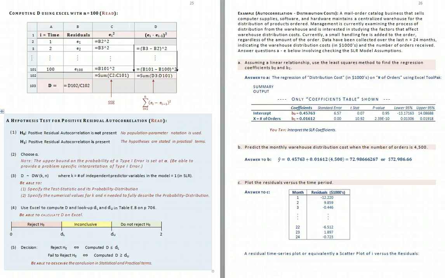On the next 3 pages, there's an example where the data has been collected over a 24-month period. The data has a time component. With warehouse distribution cost as the dependent variable and the number of orders received during the month as the independent variable, a simple linear regression model is fit. The primary question in this example is whether the simple linear regression model assumption of independence is satisfied. You should review this example.